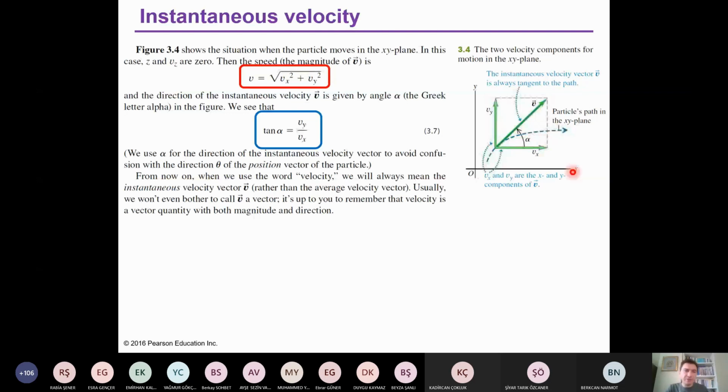As I told you, we use alpha for the direction of the instantaneous velocity vector to avoid confusion with the direction theta of the position vector of the particle. So here we use alpha.